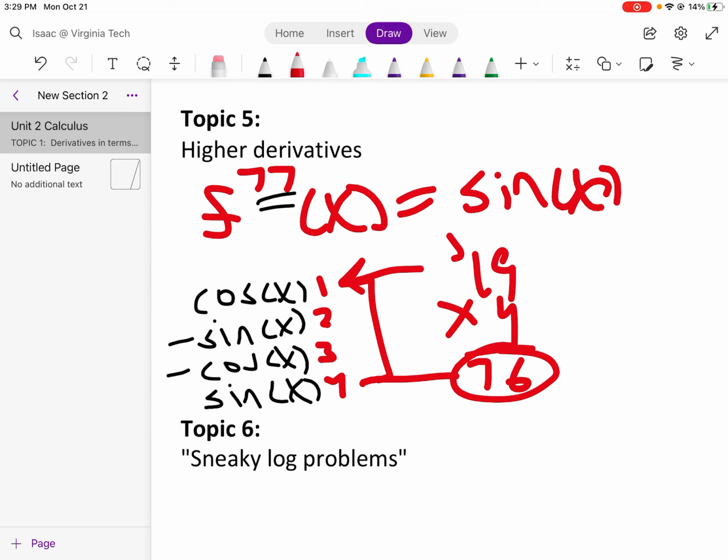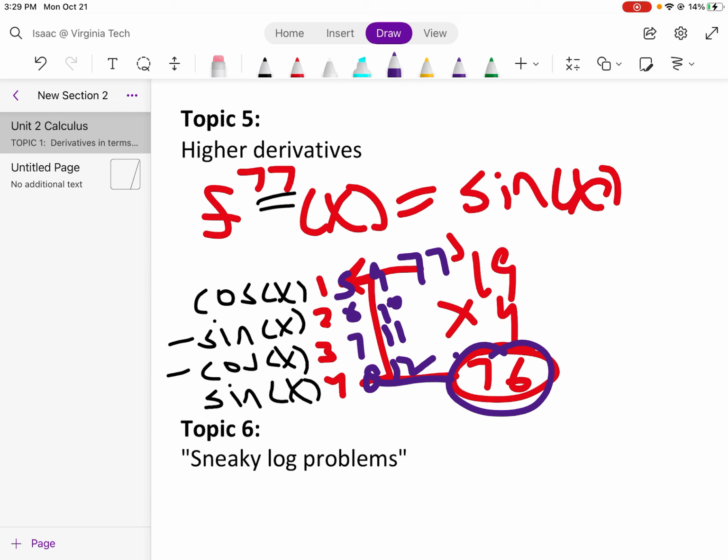You see 1, 2, 3, 4, 5, 6, 7, 8, 9, 10, 11, 12, and if we continued this on, we'd end up with 77 right here. And how we can know that is just figuring out, like I just did, okay, 4 goes into 76 evenly. So we know that 76 will be where it's back to normal, so then 77 is the next one, which is cosine of x. So the answer of this would be cosine x.